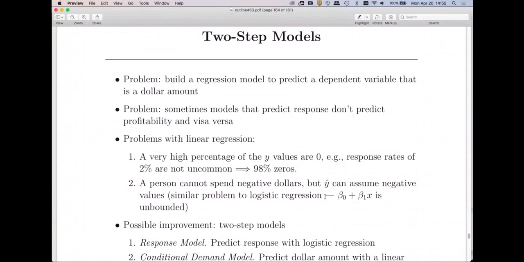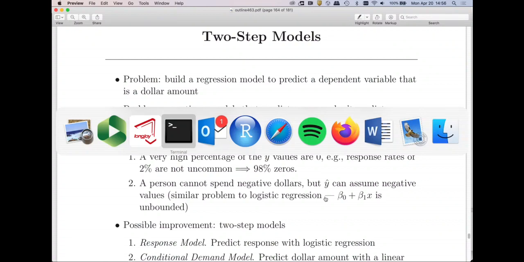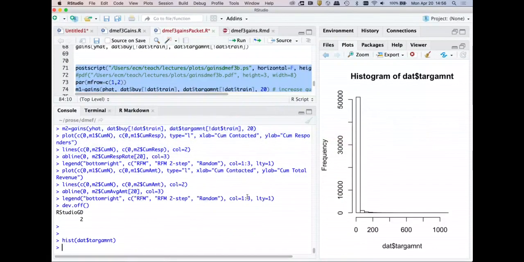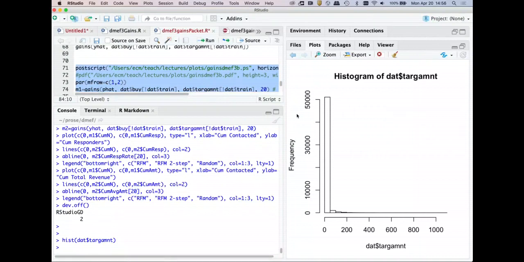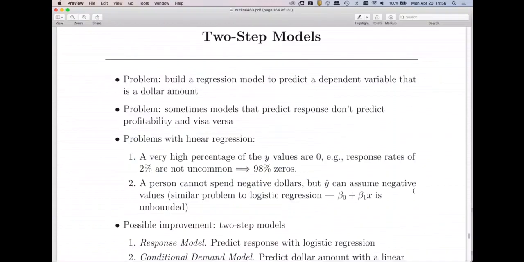So the problem that most of these marketing models have is that the vast majority of people are non-responders. So I ran a histogram. We looked at this back when we did the retail case, week 1 or 2, whenever it was. And, you know, it was like 95% of the people don't spend anything, and then only 5% respond. If you're looking at something like click-through rates on a banner ad, the response rates are even lower.